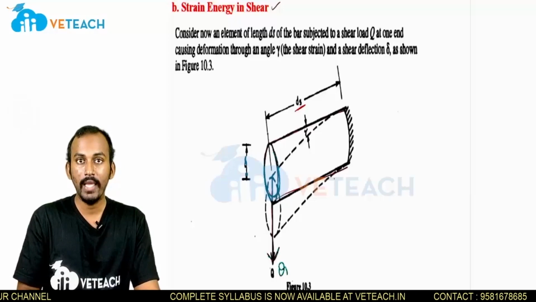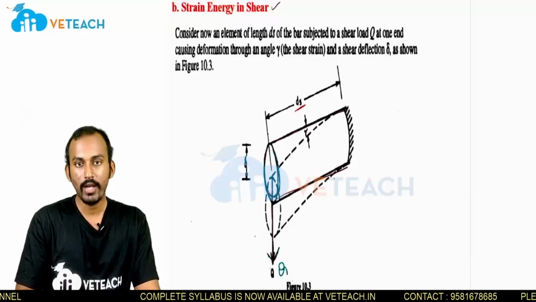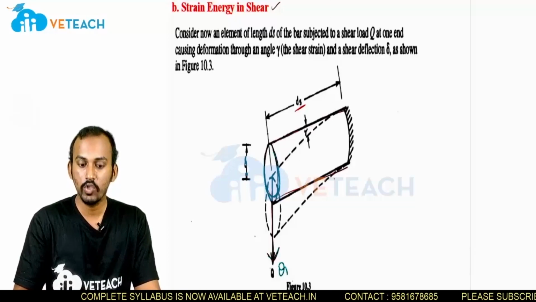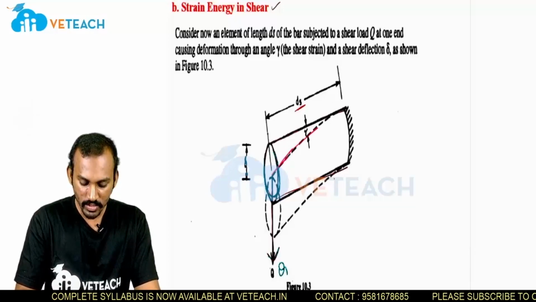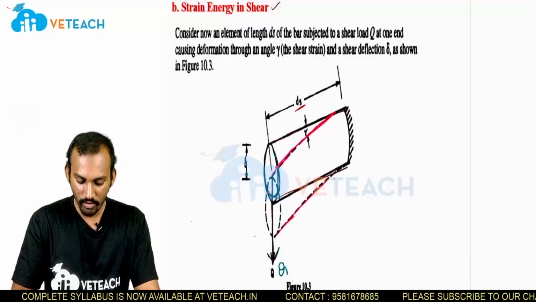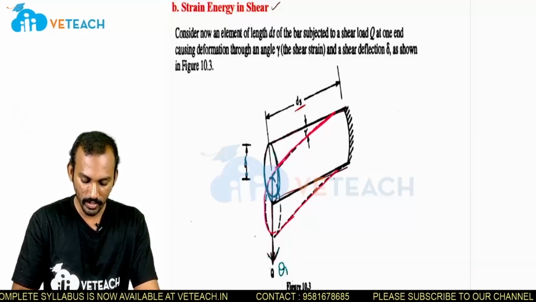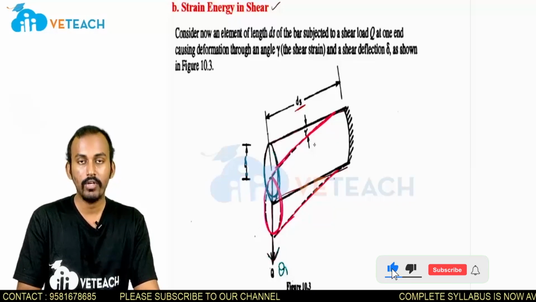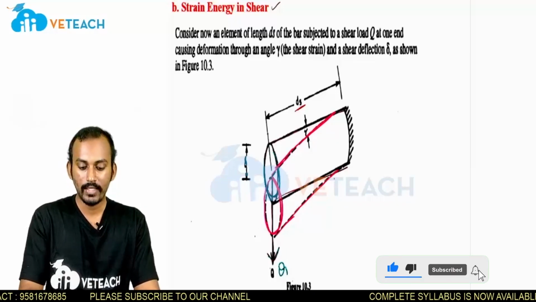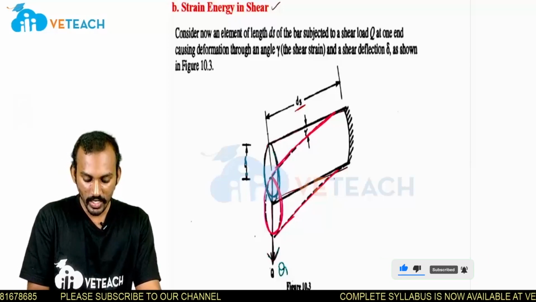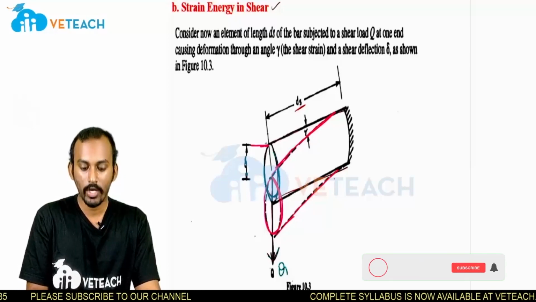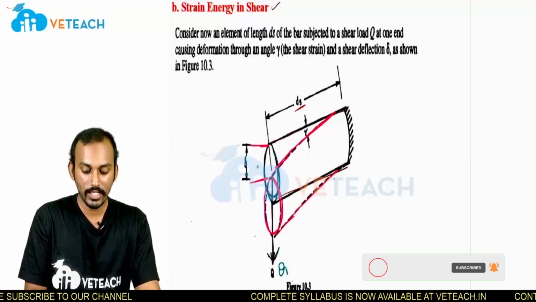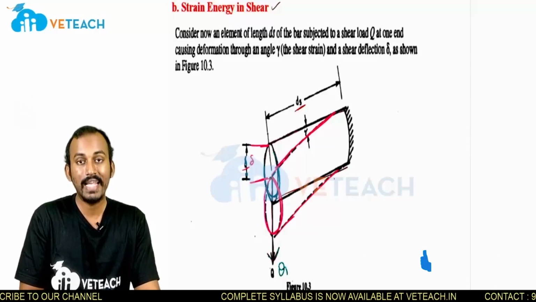If I apply a load parallel to the surface, what happens? Initially it is a straight line, but because of this Q loading, it is converted into this dotted line. After the application of load, this is the position of the body. So what changes happen now? Initially this is the top point, and after that it is deformed up to here. That change in position is represented with delta.